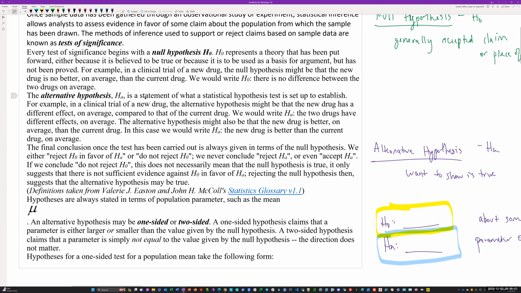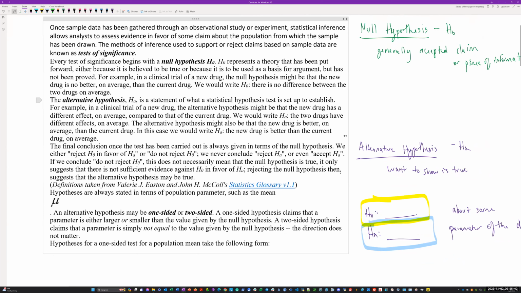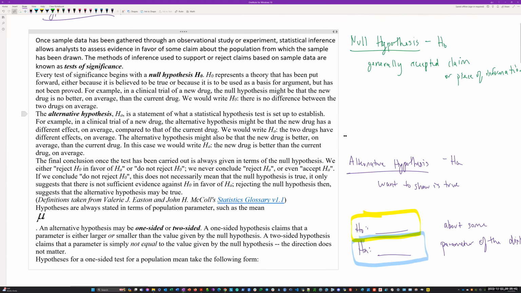the alternative hypothesis is a statement that a hypothesis test is set up to establish. So the alternative hypothesis is what you actually want to show is true. So something in the question is going to state what you want to show. Does that make sense? The alternative is the thing that you're always trying to show is true in this format. The null hypothesis is the assumed thing that everybody thinks is correct. Does that make sense?